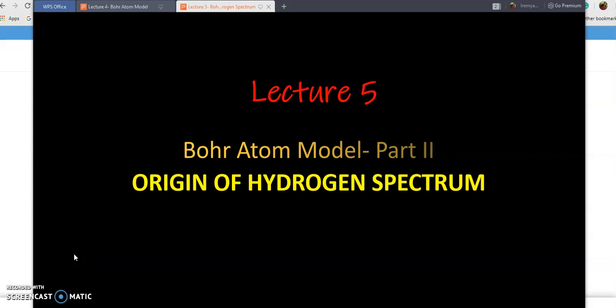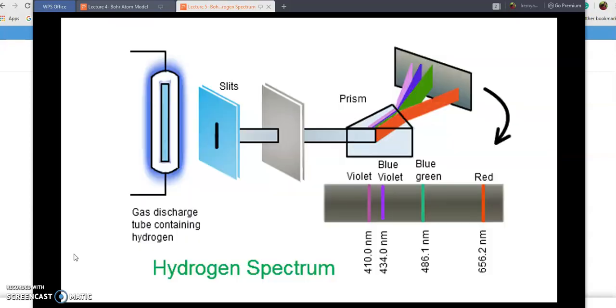Hello. In the second part of Bohr atom model, we are discussing the origin of hydrogen spectrum. Hydrogen atom contains only one electron, but its spectrum consists of a large number of lines. Bohr supplied the reason. A given sample of hydrogen contains a very large number of atoms.